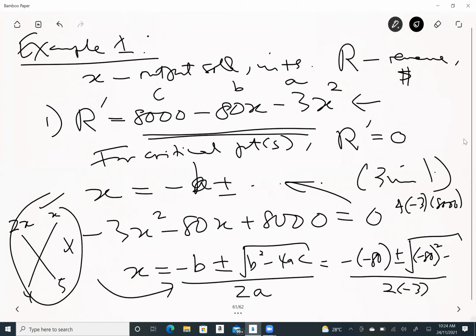So we get the roots. If you look at the book, you will get x equal to 40 and x equal to negative 200/3. So you have two critical points. Number one, x1 equal to 40, and then the second critical point, x2, is negative 200 over 3.